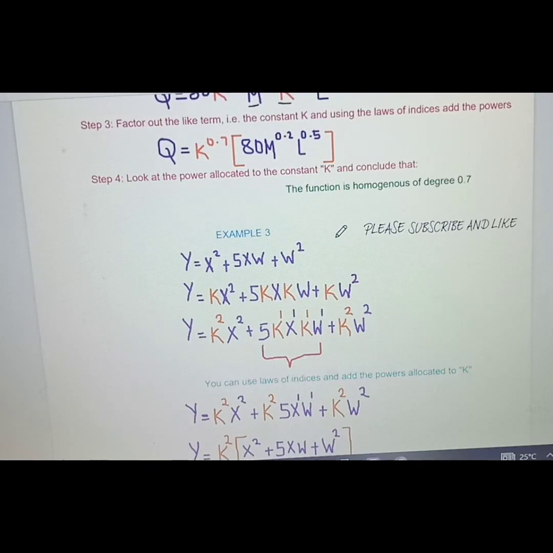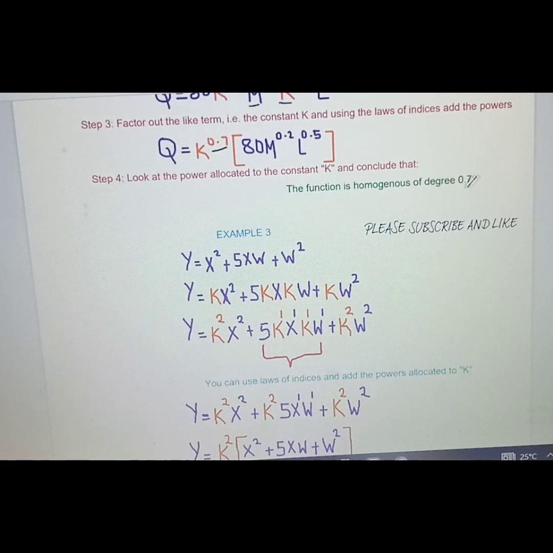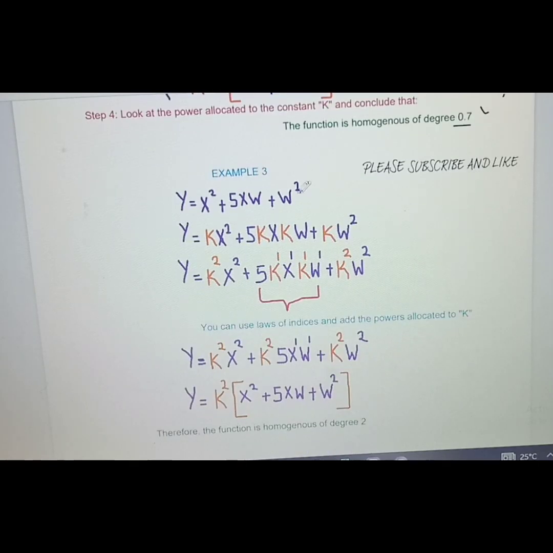So in step number 4, you look at the power allocated to the constant k. So you can see that 0.7 is the power that is allocated to our constant k, and therefore we make a conclusion that the function is homogeneous of degree 0.7. And then in our example number 3, you may pause this video and try to do this example.